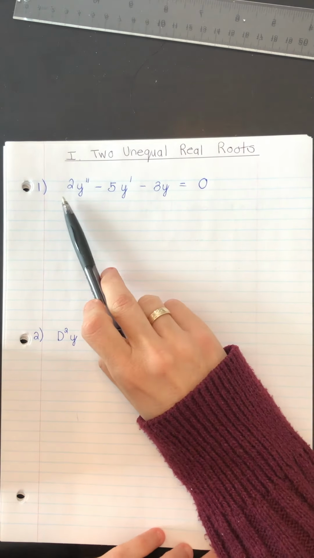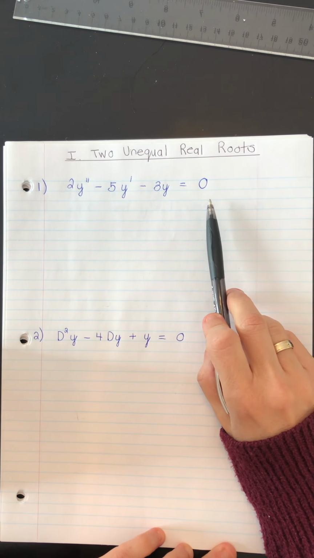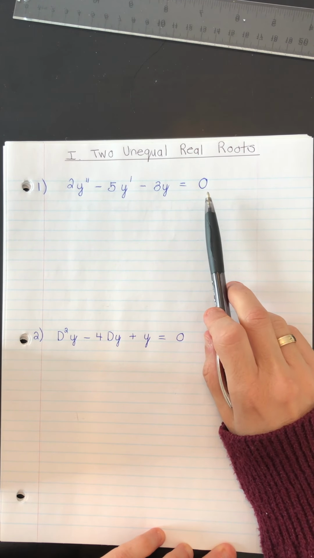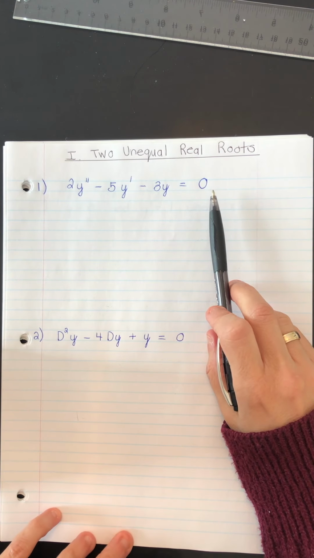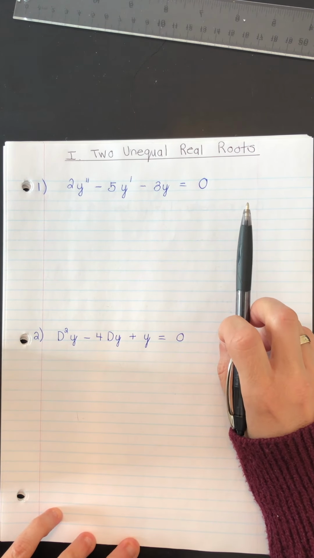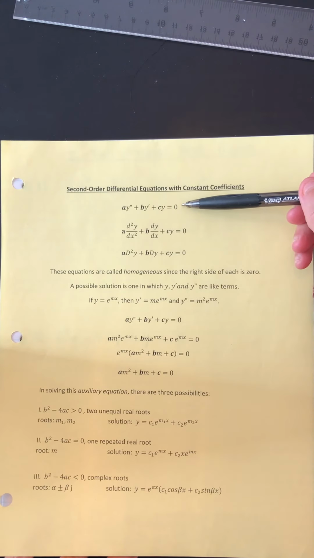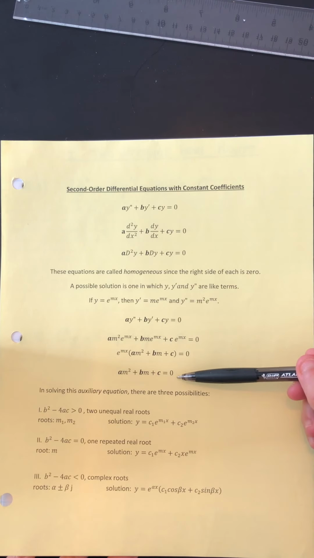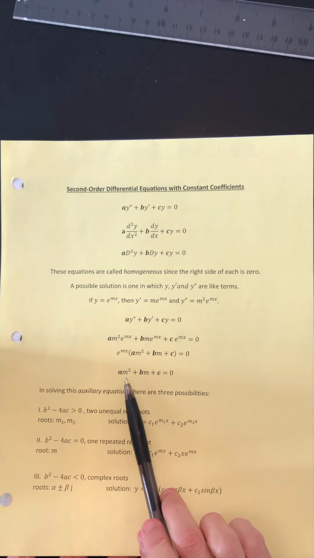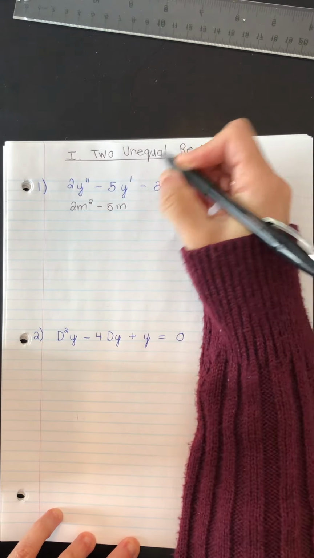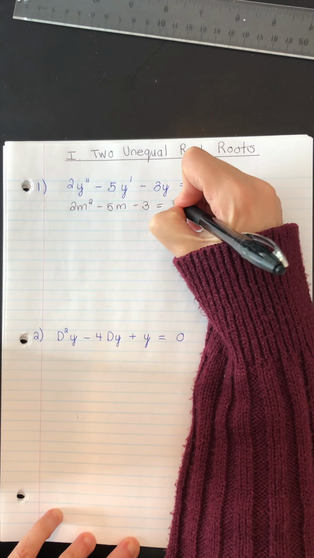So here is the first one. To begin with, what we do is write the auxiliary equation that would correspond. This that we're given is the original differential equation, and we're going to write the auxiliary equation, am squared plus bm plus c is 0. And so that will look like this: 2m squared minus 5m minus 3 is equal to 0.